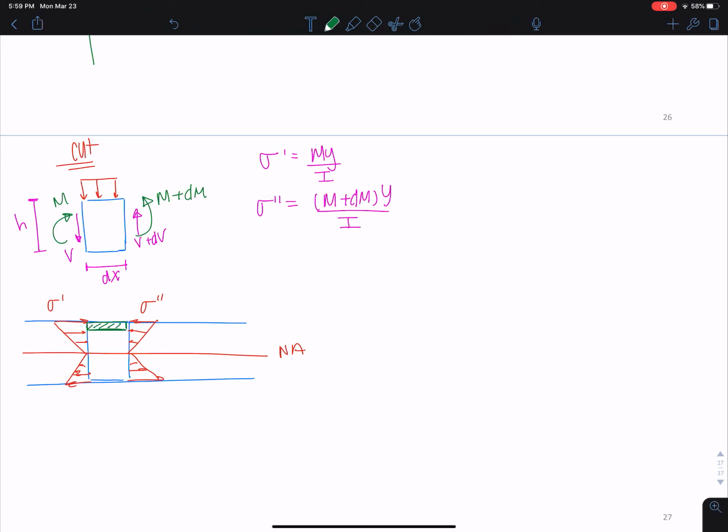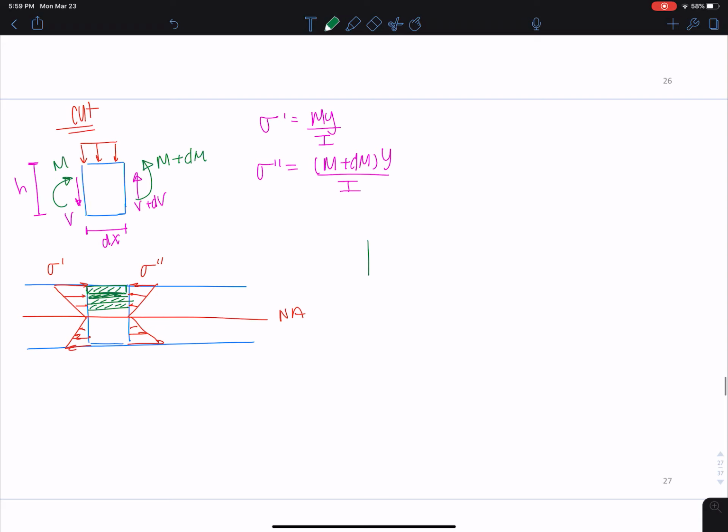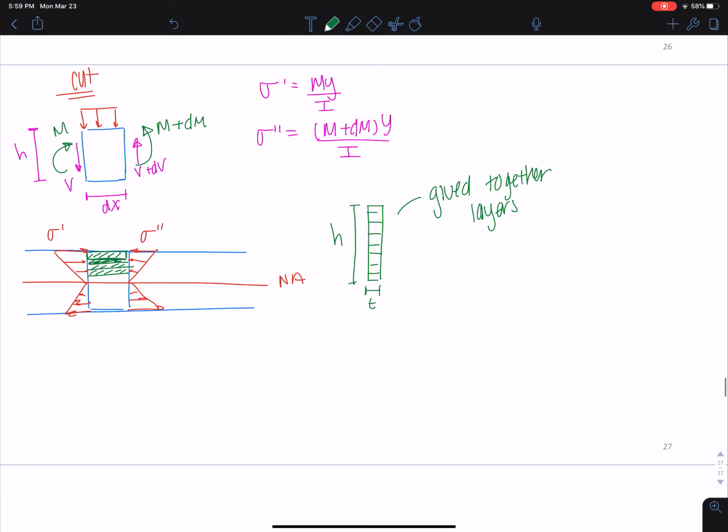So let's say that this was a layered cross-section of all these built-up members. Okay, and what that looks like is this. Let's say this was my cross-section, and I had all of these different layers, and this is my total height h, and this is the thickness t, and let's say these layers are all glued together. In order for this to behave like a beam, these all need to be glued together.